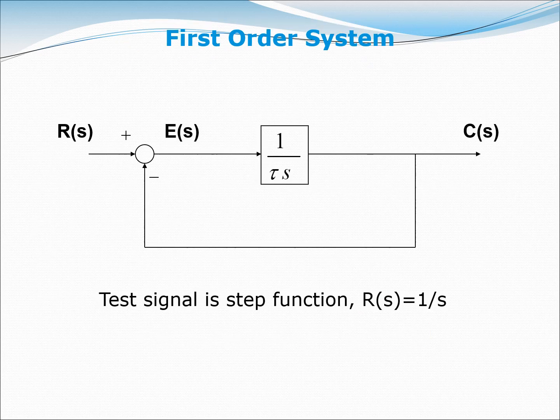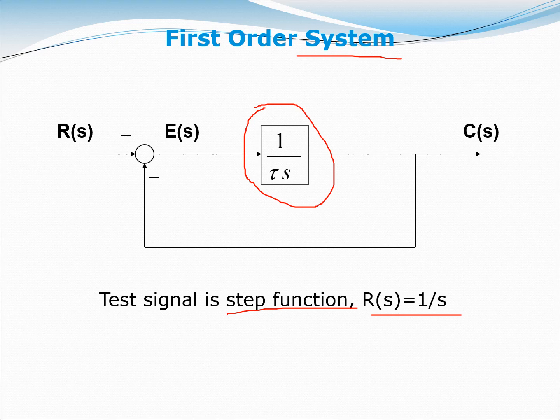Let's go to the first order system. This figure shows the block diagram of the first order system. So the system here means this system. It is a first order system. All right. So let the test signal be a step function. As you know before, this step function is a unit step function u of t, and I hope you know how to draw this unit step function. If you convert this unit step function to Laplace, you will get R of S equals 1 over S.